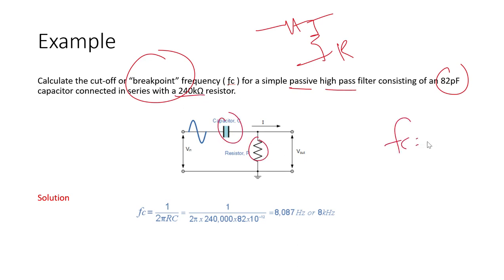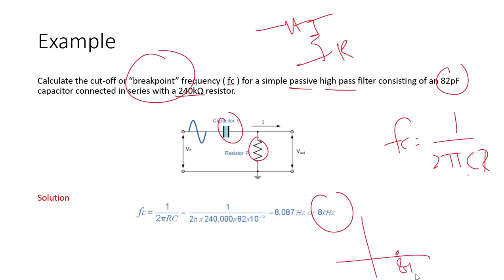So Fc would be equal to 1 over 2 pi RC. Put these values in it and we will get 8k hertz. If we draw this, and this is our 8k, it will be something like this. So at 8k we will get our 45 degree point, or minus 3 dB point, and after that we will get our desired signal to go up.